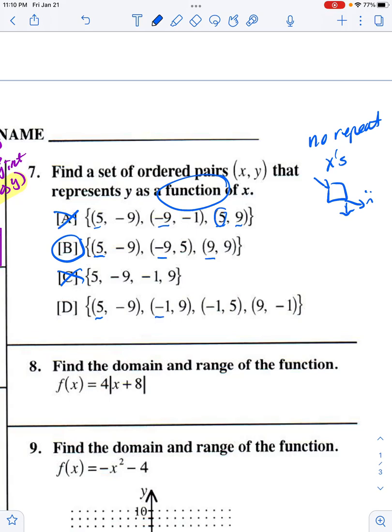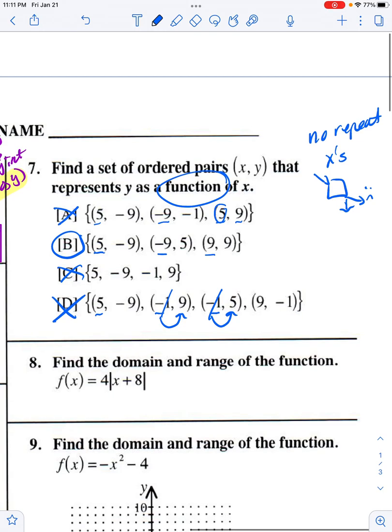Here's ordered pairs, 5, -1, -1. There's the problem. Those repeat. -1 came out as a 9. Later, the same number came out as something different. That can't happen. Now, the y's can repeat, so I never even look. All the y's could be 2. Doesn't matter. But the x's cannot.